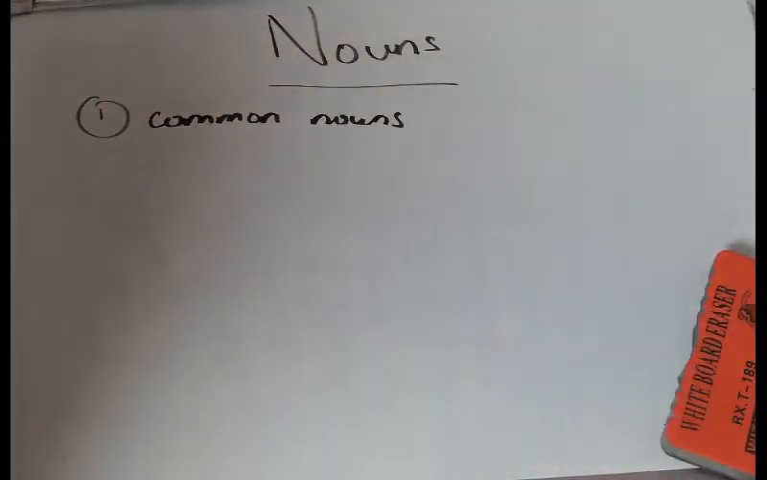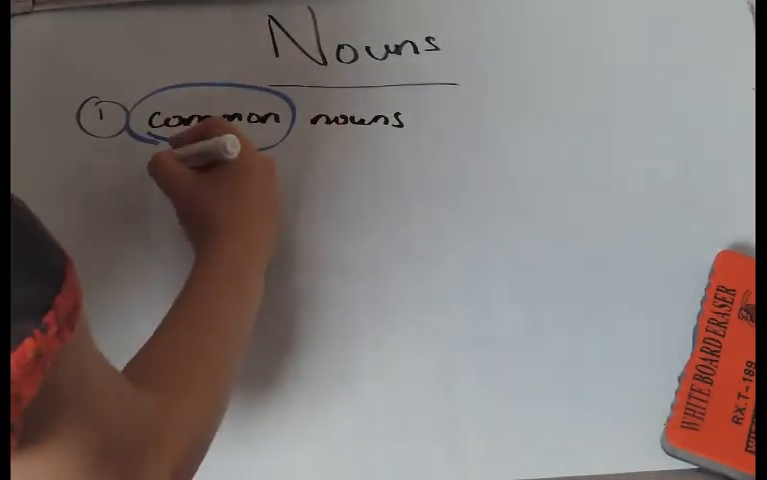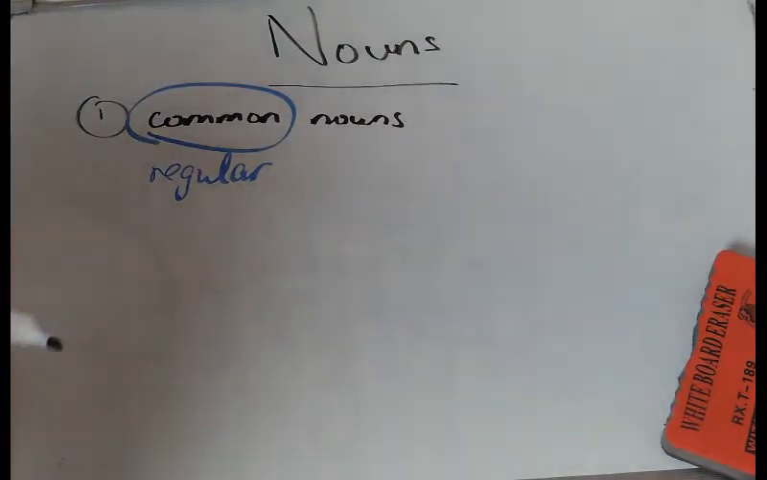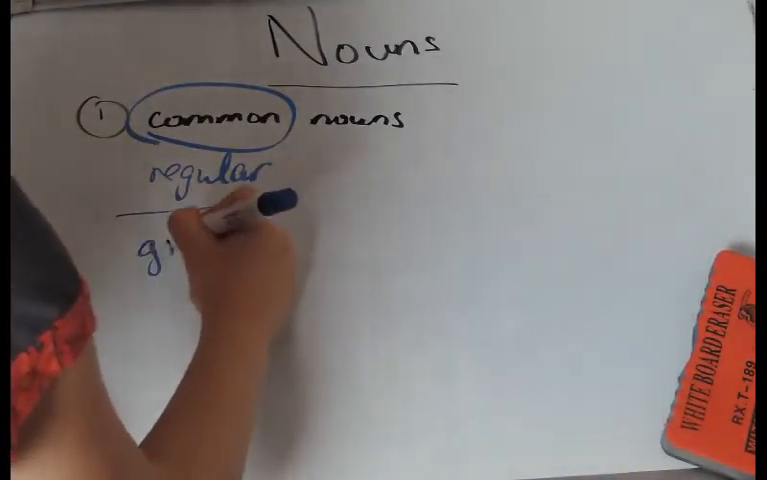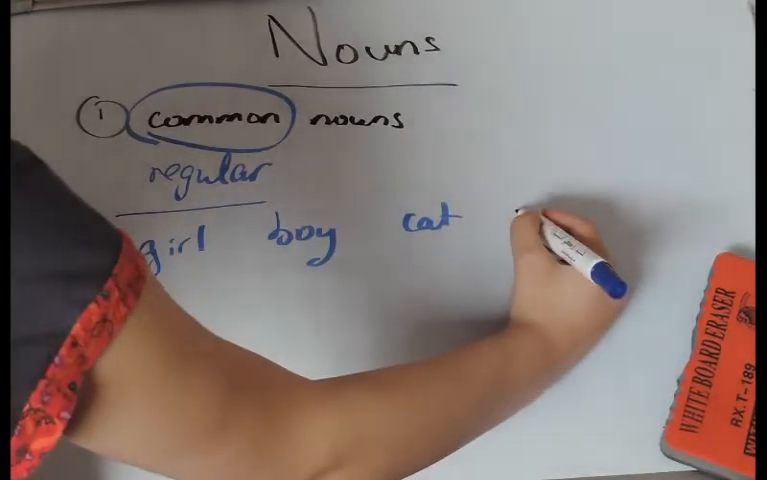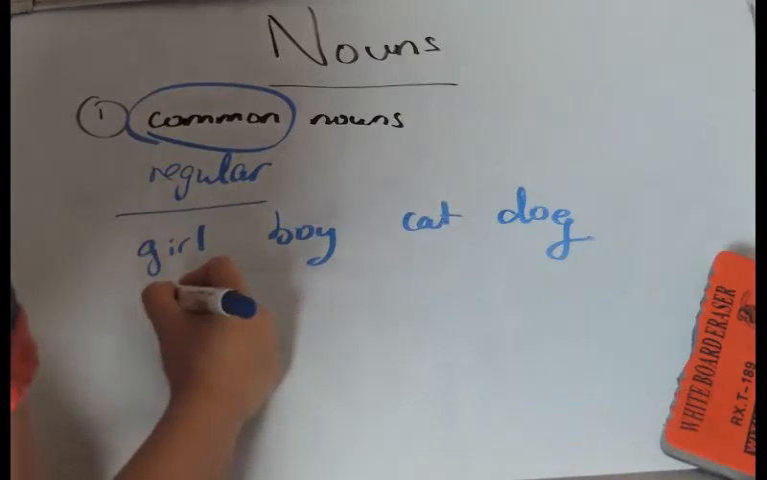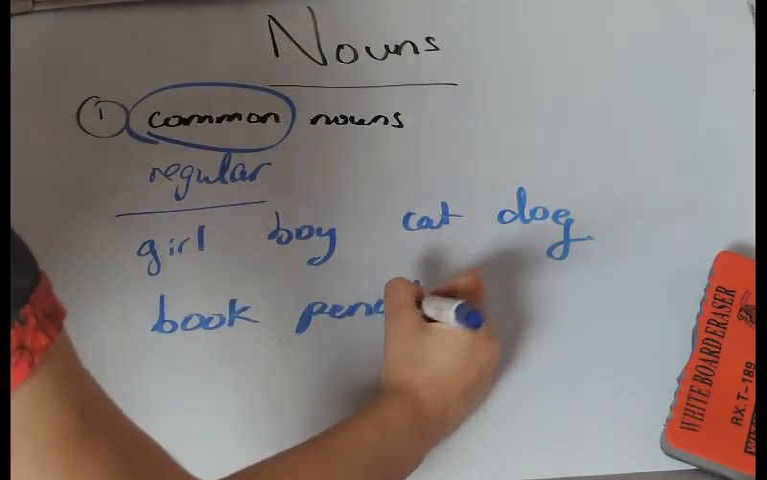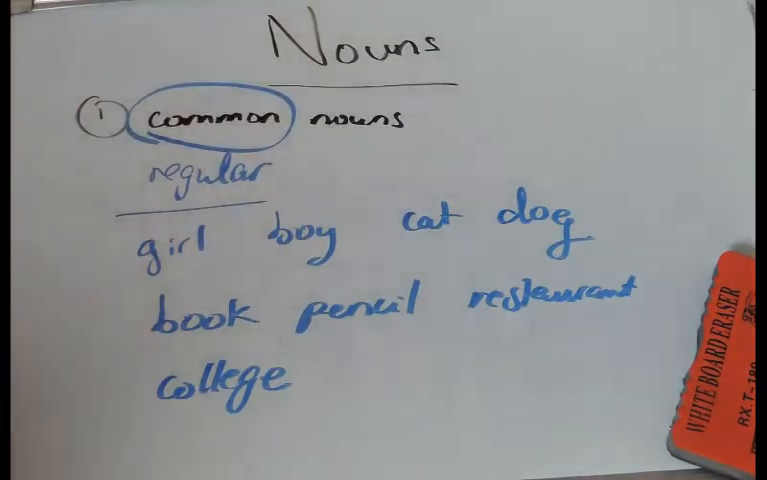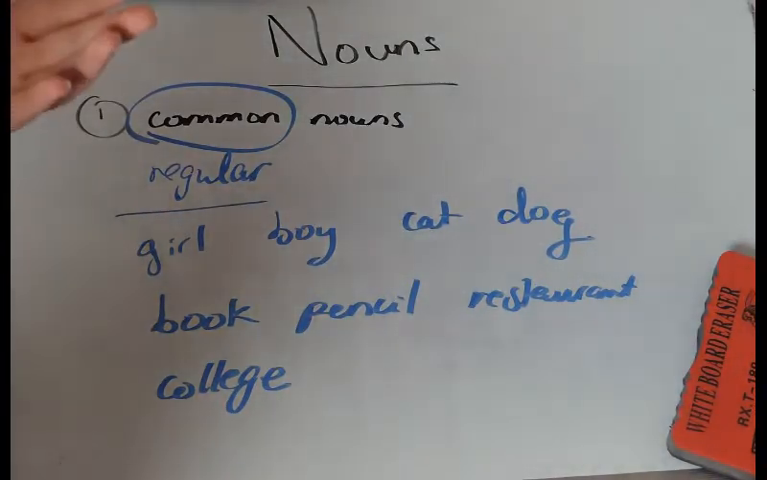So, a common noun means any one of a group of persons, people, places, things, or ideas. Common nouns, the word common means regular, okay, and we always use them. Now, examples: girl, boy, okay, cat, dog, book, pencil, restaurant, college. Okay? So common nouns are regular nouns. They're common. We use them every day.